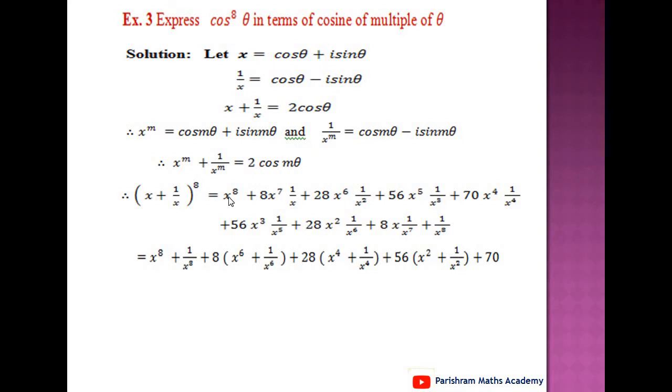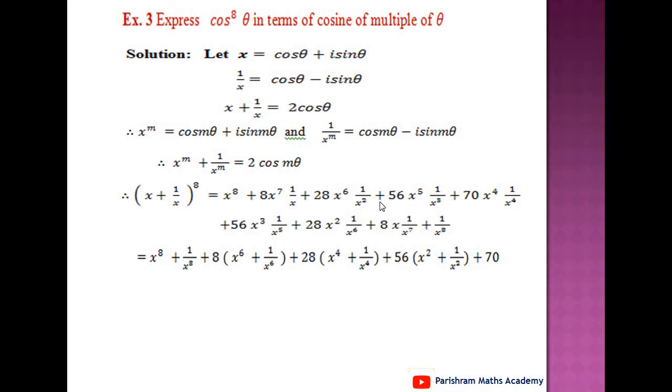The first term is x raised to 8, the last term is 1 upon x raised to 8. That is, first we write x raised to 8 plus 1 upon x raised to 8. This 8 into x raised to 7 into 1 upon x means x raised to 6. And this term, x into 1 upon x raised to 7, is 1 upon x raised to 6. From this second term and second last term, we can take 8 as common, in bracket x raised to 6 plus 1 upon x raised to 6.